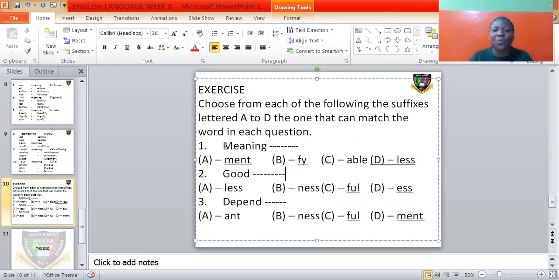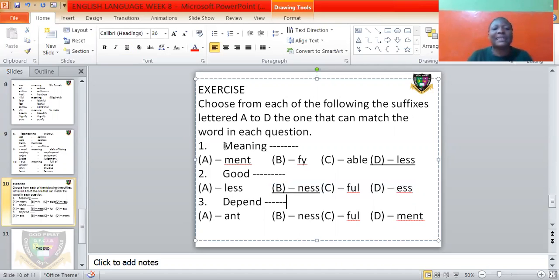Good. What can we add at the end of good to change its meaning? We have goodless. Goodness. So our answer is NESS, not LESS, not goodless. Goodness. I told you, surely take note of the spelling.